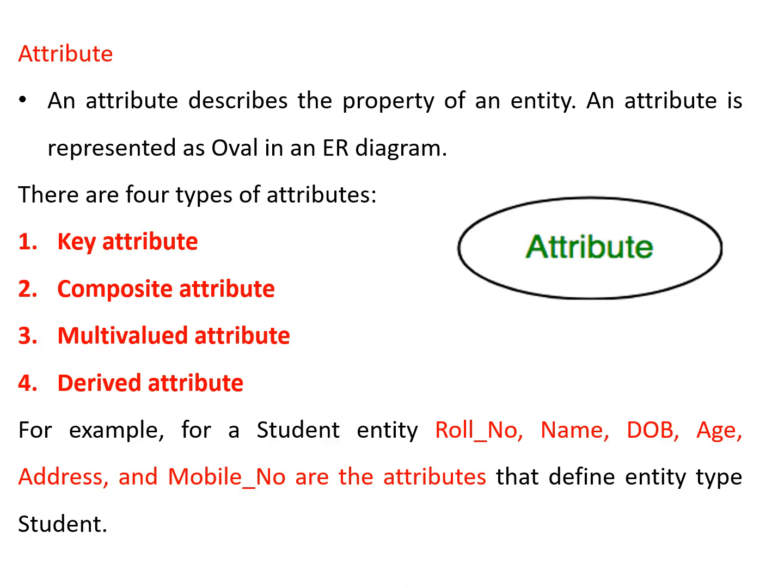There are four main types of attributes, which are key attribute, we can say primary key attribute, composite attribute, multi-valued attribute, and the derived attribute. For example, a student entity contains roll number, name, date of birth, age, address, and mobile number, which are the attributes that can define the entity type of the particular student.